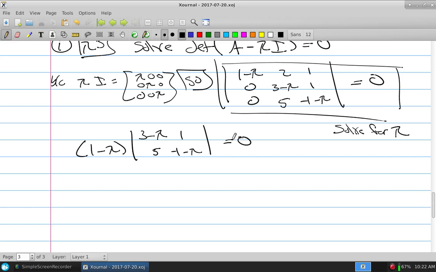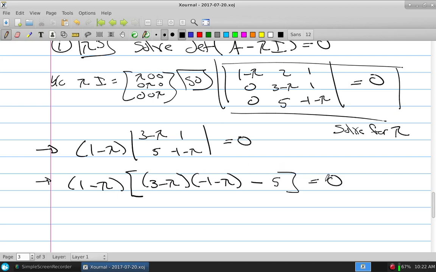What's the determinant of a 2 by 2? A times D minus B times C, cross multiplication, subtraction, right? So this would be 1 minus lambda all times this multiplication. I will have 3 minus lambda times negative 1 minus lambda, minus this subtraction, 5, needs to be equal to 0.